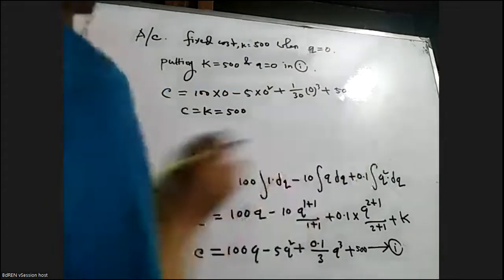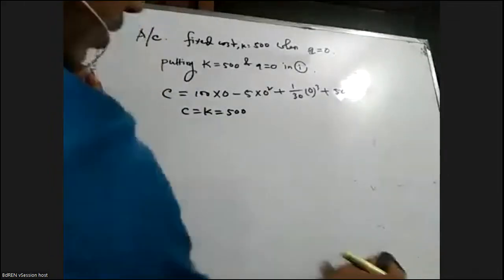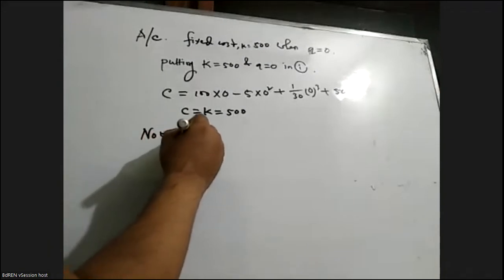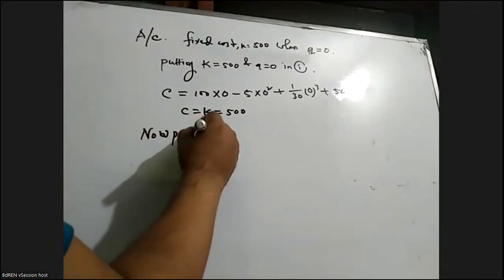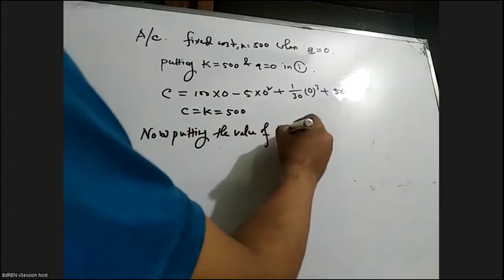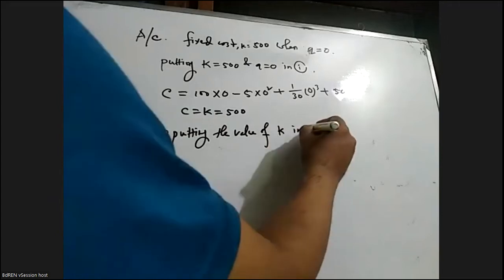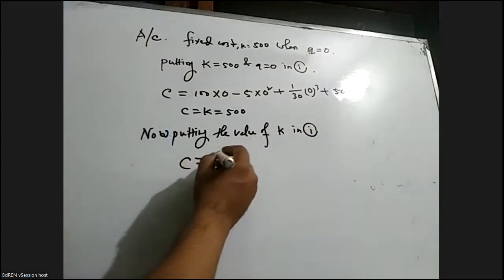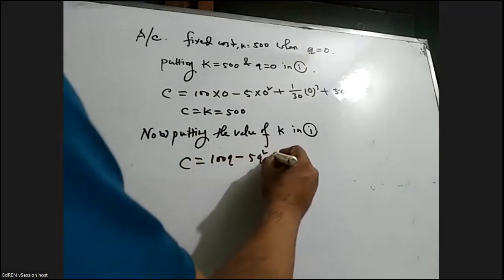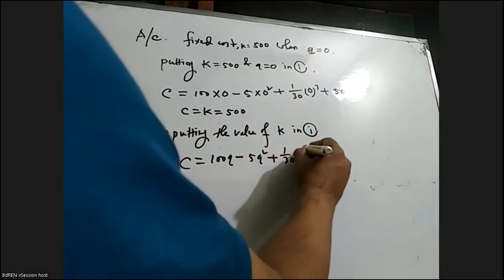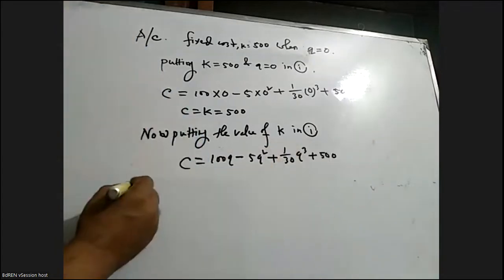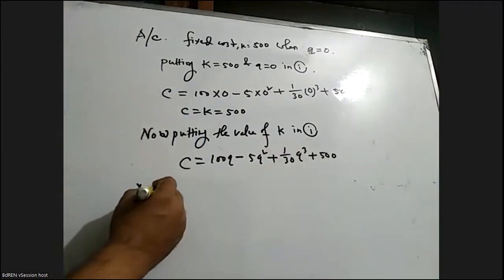Now putting the value of k in equation 1, we get total cost equals 100 q minus 5 q square plus 1 by 30 q cube plus 5,000.